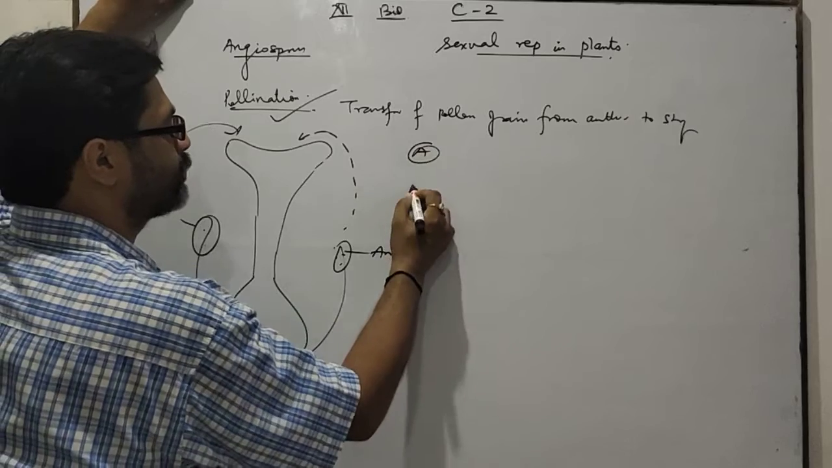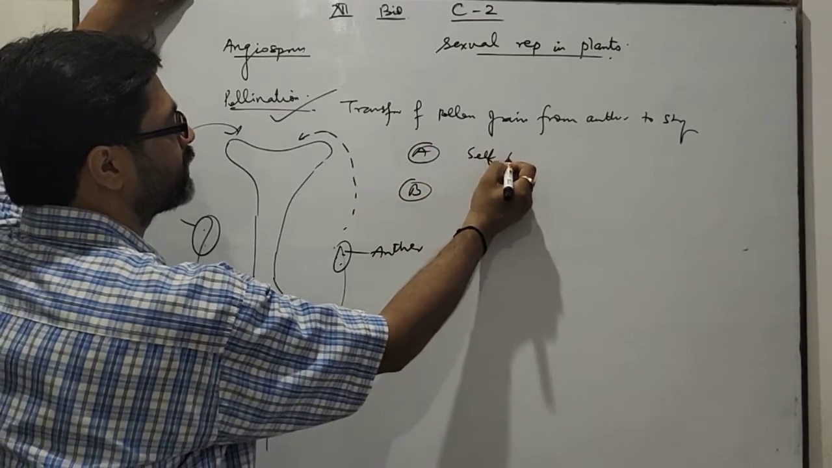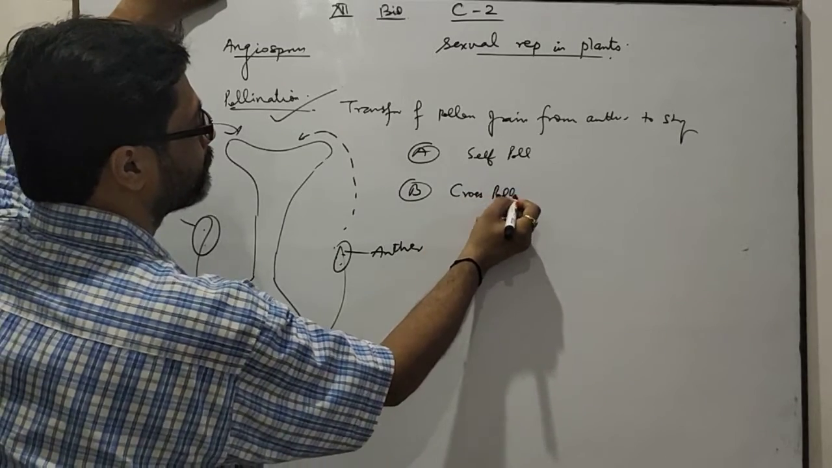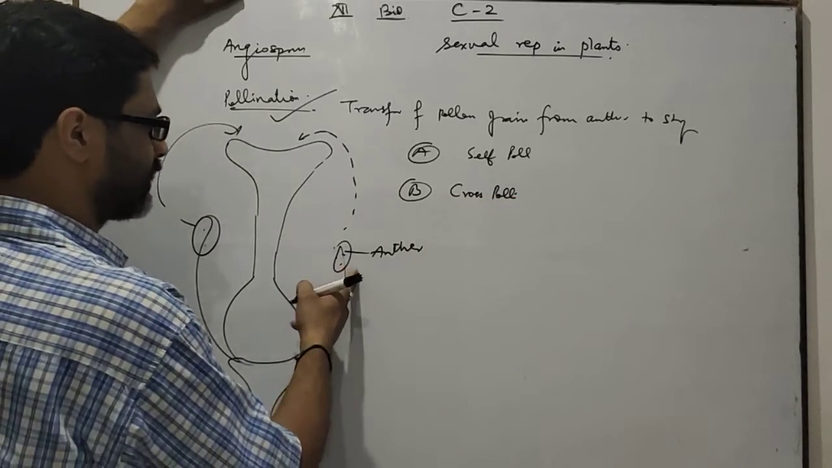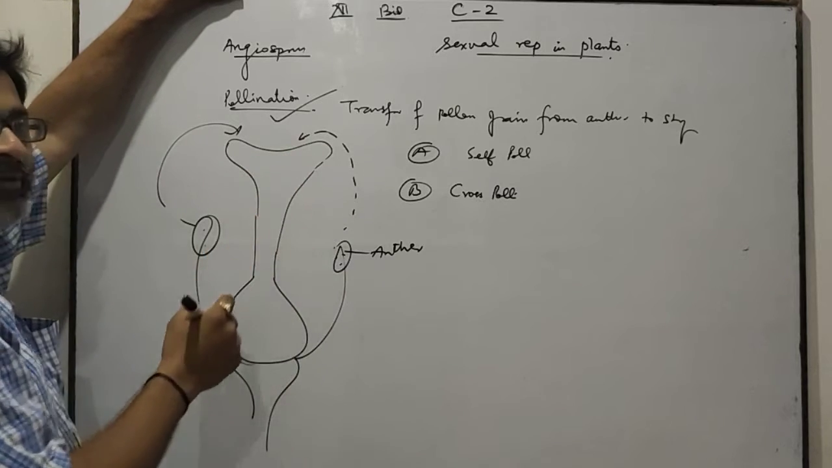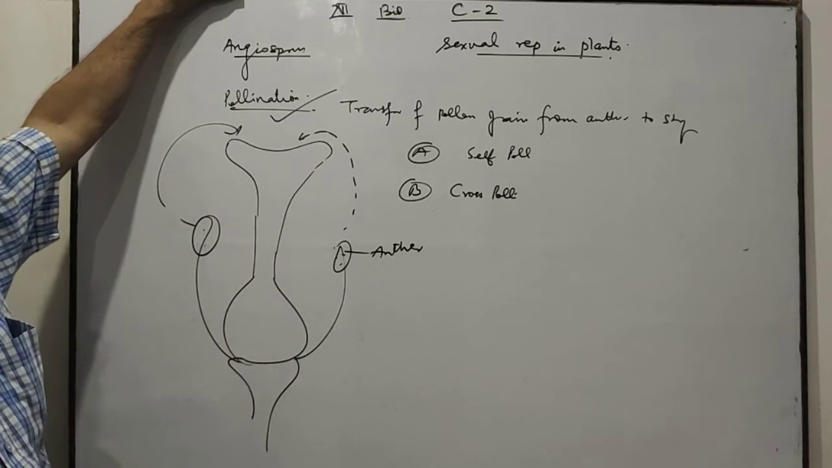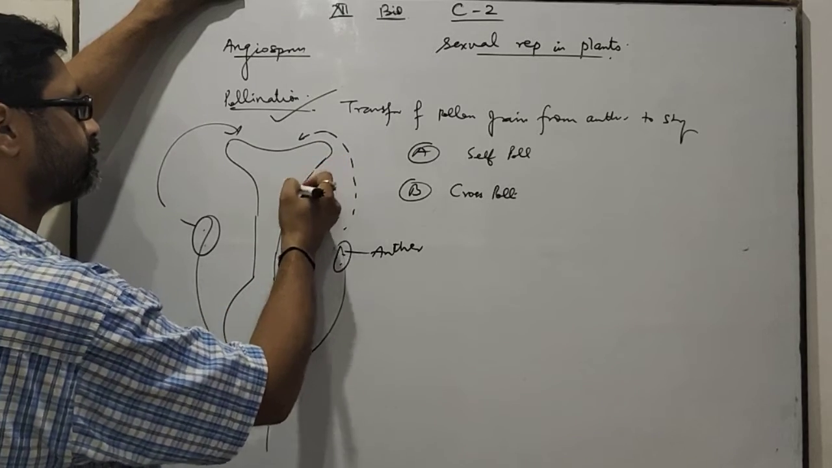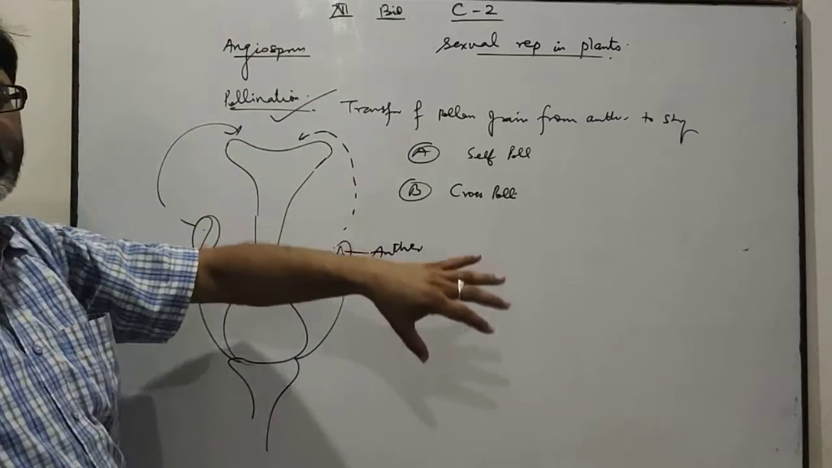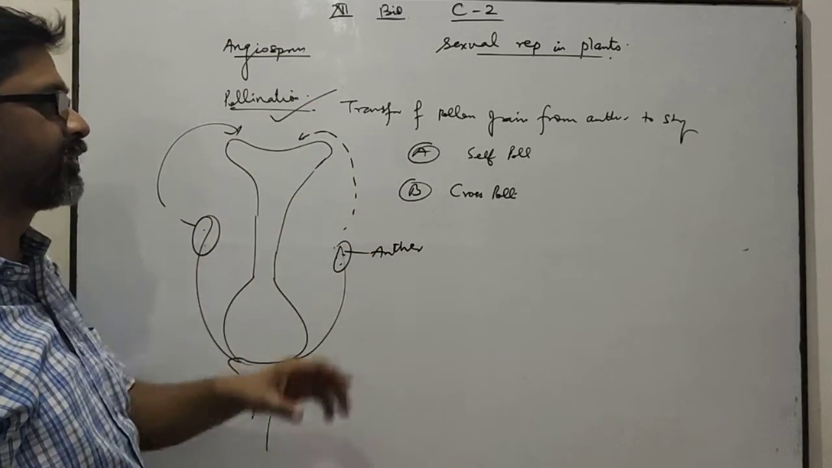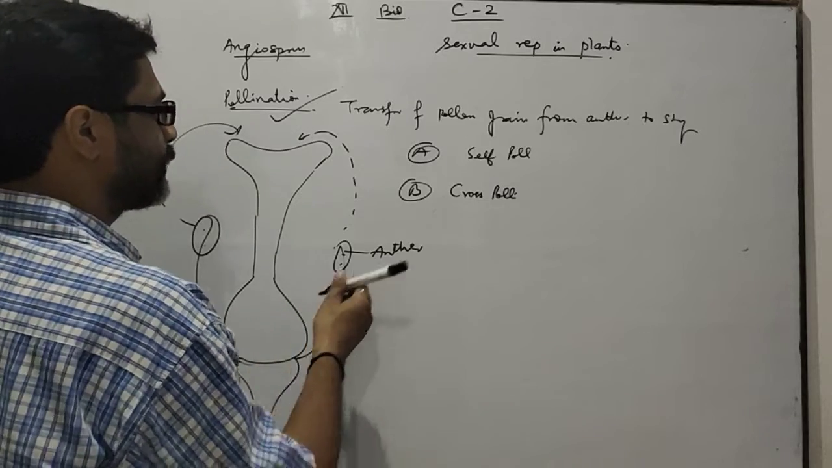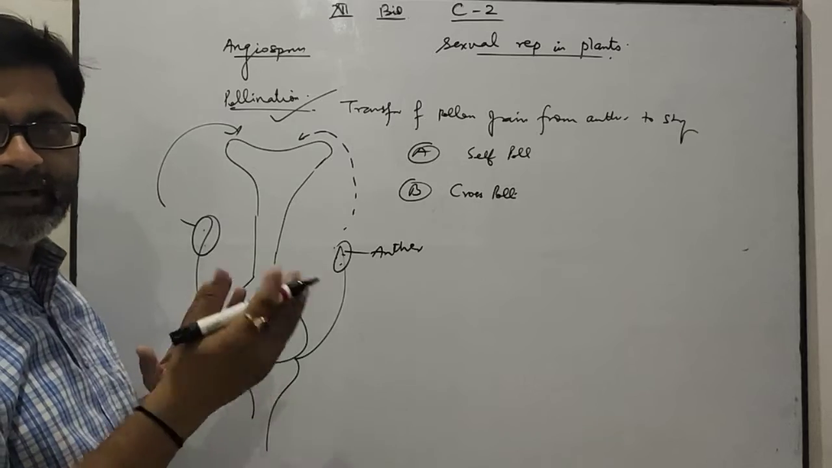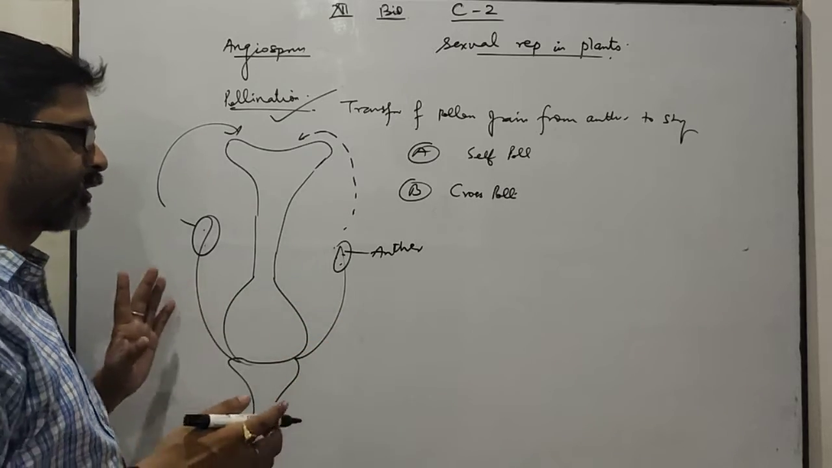This pollination is of two main types. First one is self-pollination and second one is cross-pollination. The transfer of pollen grains from anther to stigma of the same flower, or you can say transfer of pollen grains from anther to stigma of another flower of the same plant, is called self-pollination. And if transfer of pollen grain takes place from anther to stigma of a different plant, then it is called cross-pollination.